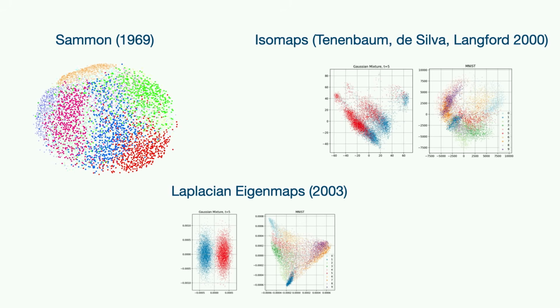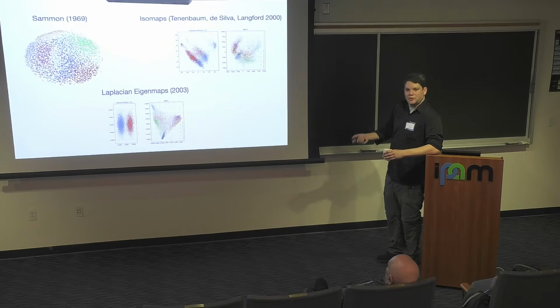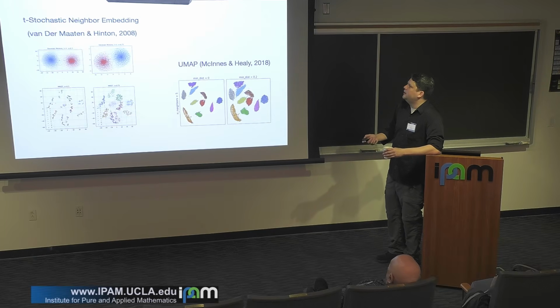Laplacian eigenmaps use the same graph from the data set, but now you look at the Laplacian, diagonalize the Laplacian, and then you use PCA on that. You see that this does well with the Gaussian mixture, and well with MNIST. But then you get to t-SNE and UMAP, and you start to see these pictures.